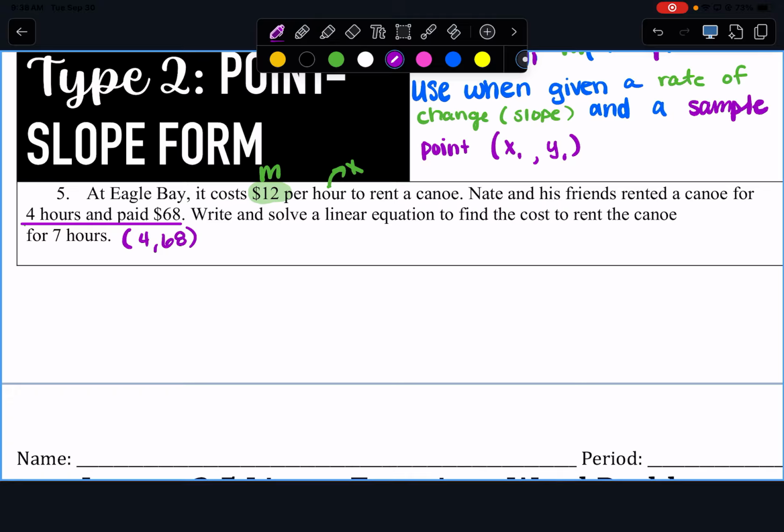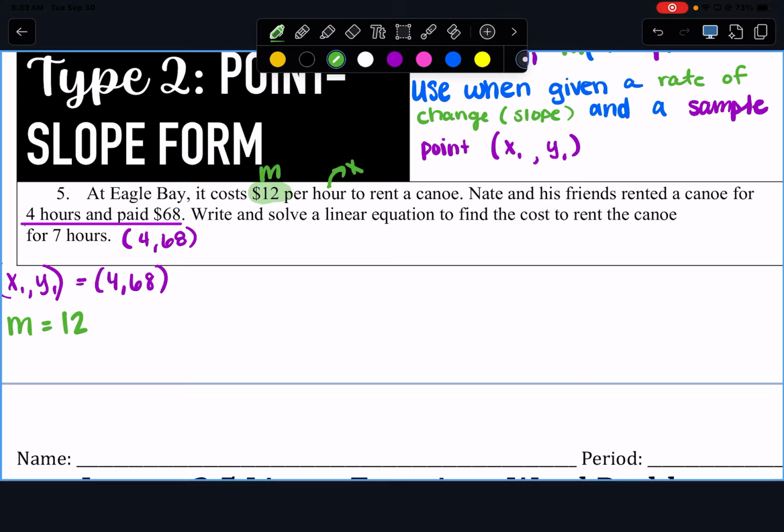So we have our x1, y1. That is our 4, 68. And we have our slope, which is, what was our slope again? Why isn't 68 just the y? Or 68 is the y, but 4 is the x. So we have to put both in our point. I'm so sorry. We have to have an x and a y point. That's right. Yes. And our slope is 12.